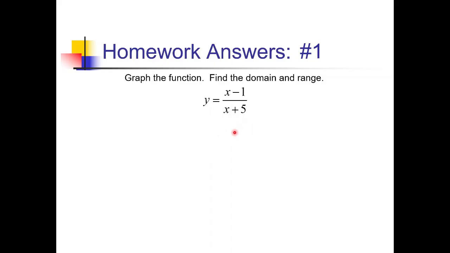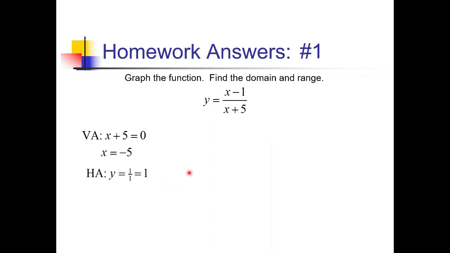So we have a vertical asymptote wherever x plus 5, the denominator, equals 0. So that would be at x equals -5. For the horizontal asymptote, we take the ratio of the lead terms. So we have 1 over 1 for the x over x here. So that's just y equals 1 for that.